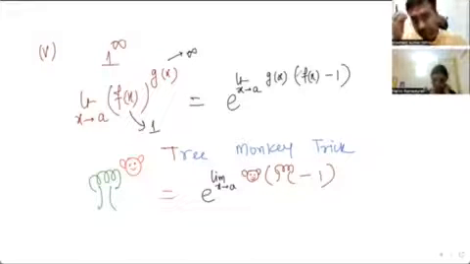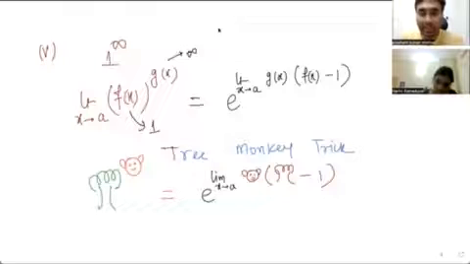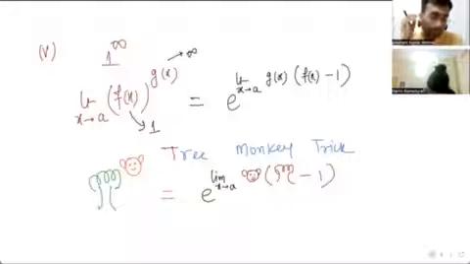And e can be anything? No, e is a number. It's a fixed quantity. Only f(x) and g(x) will be given to you. Got it? Understand this one? Because in JEE, this type of question comes.